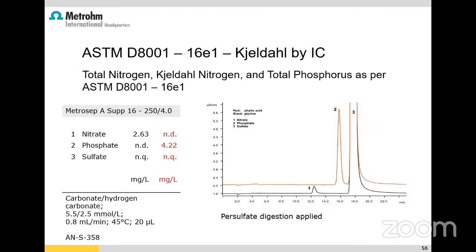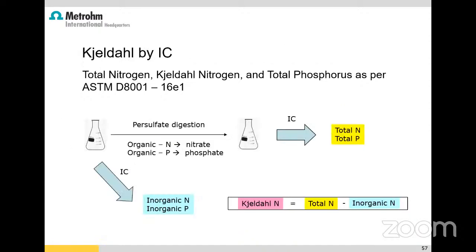ASTM D8001 talks about Kjeldahl nitrogen by ion chromatography. You can determine total nitrogen, Kjeldahl nitrogen, and total phosphorus using ion chromatography for water and wastewater. So how do we do it? We take the sample and do persulfate digestion, where all the organic nitrogen and phosphate are converted to total, so you get total nitrogen and total phosphate. Without digestion, when you inject, you get inorganic nitrogen and inorganic phosphorus. In the calculation, Kjeldahl nitrogen is equal to total nitrogen minus inorganic nitrogen. This can be done in the software, so you automatically get all three results in one shot. This is how we comply with the international norms. This is one of the examples I want to show you.